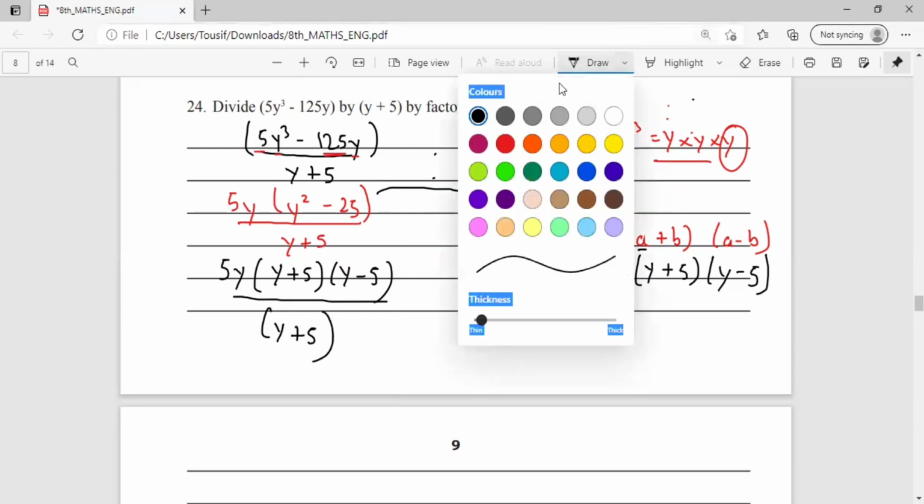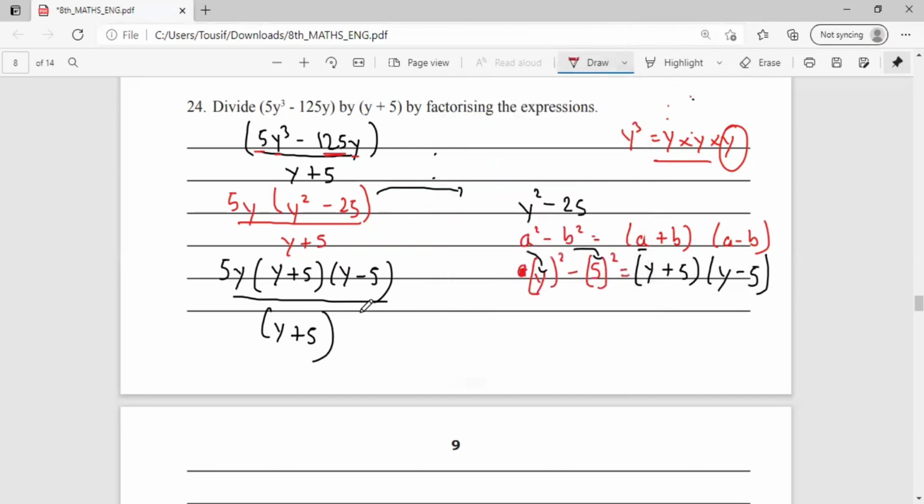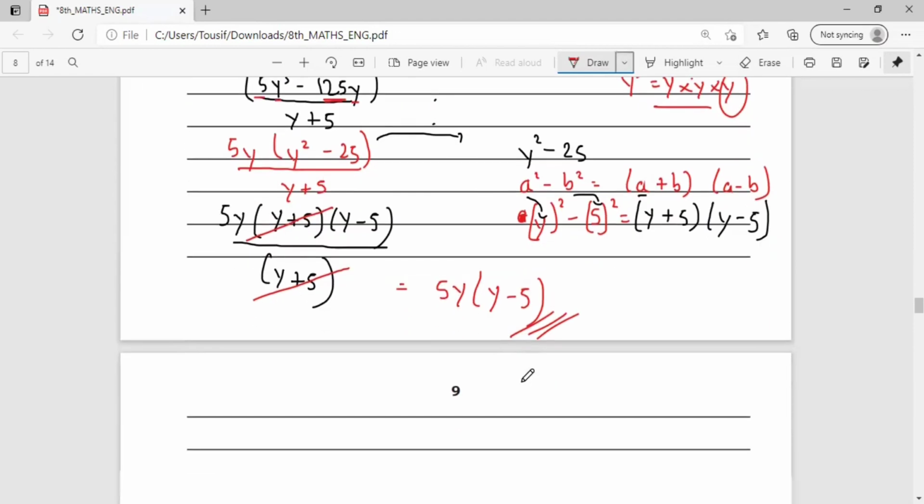For the cancellation, just the last step, just cancel the similar factors, y plus 5 and y plus 5. Now what is remaining? Our final solution, that is 5y of y minus 5, is our final solution. Hopefully you are clear with the answer. If any doubt, just comment your doubt. We shall try to solve your doubts once again.